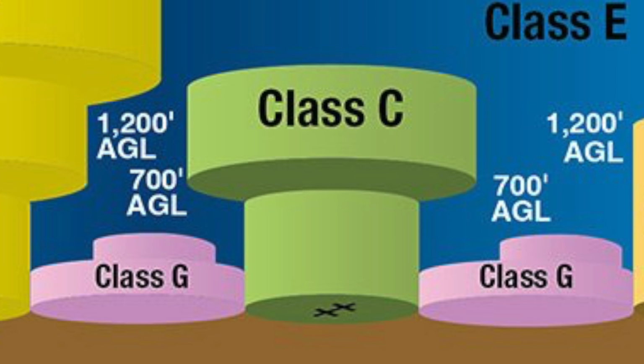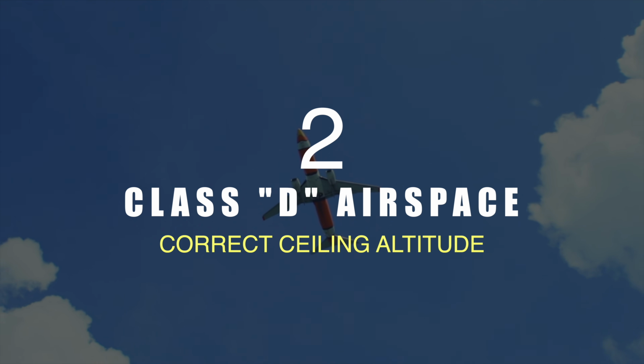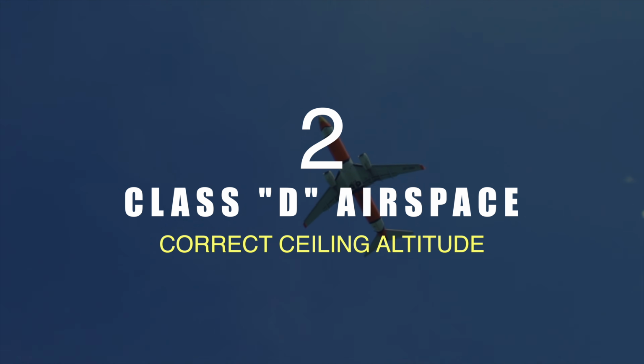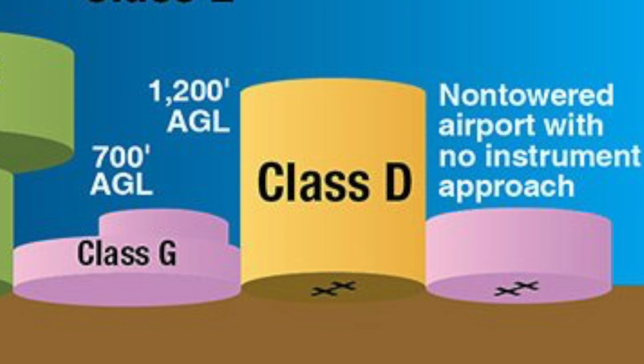So in summary, Class C airspace will always be measured in MSL. Now moving to Class D, Delta airspace. The second most common mistake made when taking the Part 107 exam is not understanding the correct altitude for the ceiling of Class D airspace.